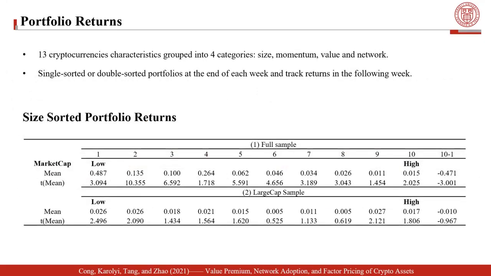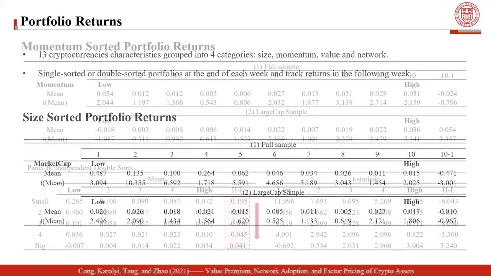We basically look at 13 cryptocurrency characteristics that can be grouped into 4 categories. We do single sorts and double sorts. Here, I'm just showing you the size effect. Basically, we sorted into 10 deciles with weekly rebalancing of the formation of the portfolio. And you can see there's a significant effect in terms of size, market cap.